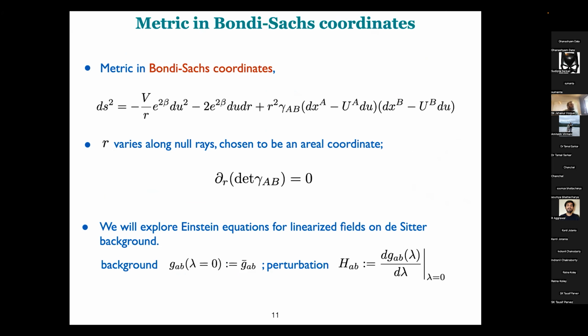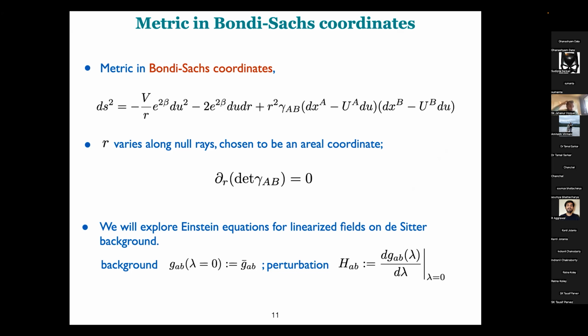And still we didn't fix what the radial coordinate is. The radial coordinate can be fixed by saying that the determinant of this angular metric can be a function of theta, phi, and u in general. But Bondi, in his original paper, actually took the determinant of gamma_AB as just the determinant of S2. But you can relax that condition also.